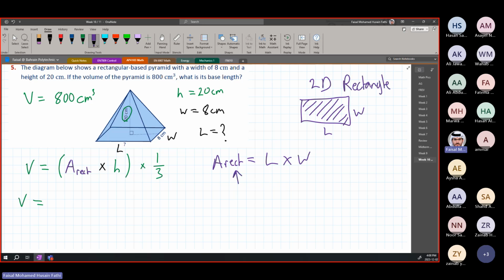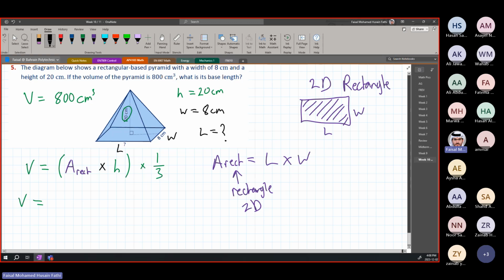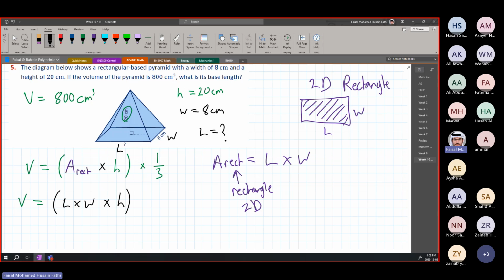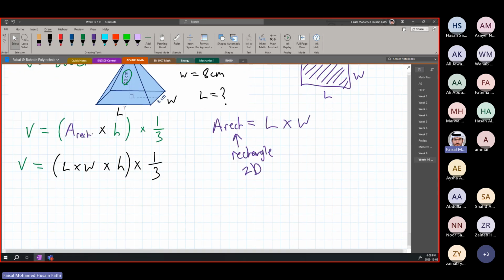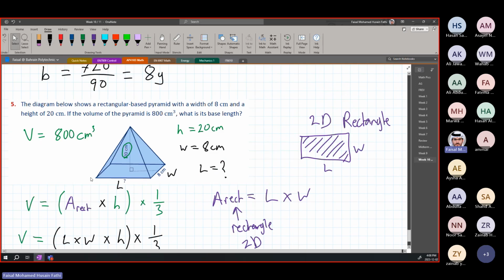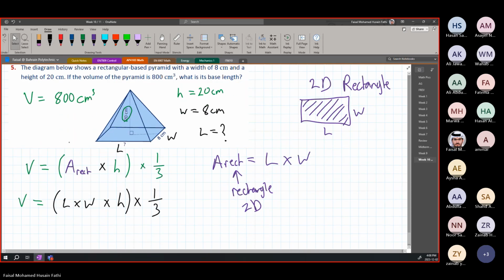Okay, the area of a rectangle, which is 2D, is length times width. Now we can plug it back into the equation: length times width times height, which is the new third dimension introduced, the extension of the rectangle. And because it's in a pyramid shape, we multiply by 1/3. Now we can just plug in all the numbers.